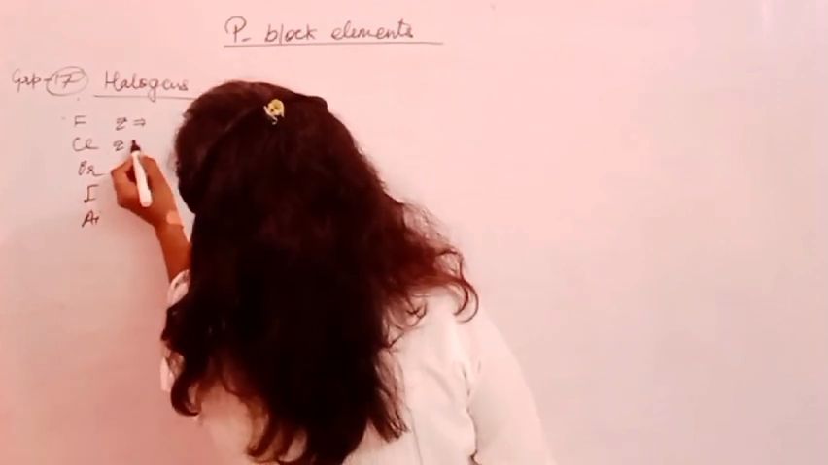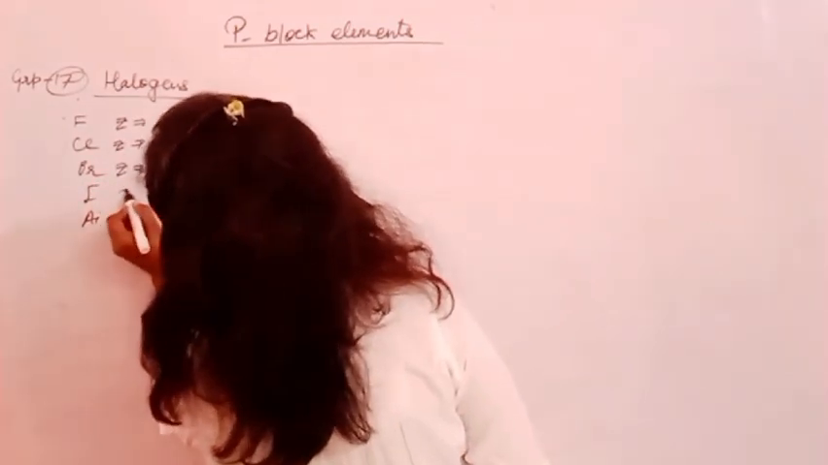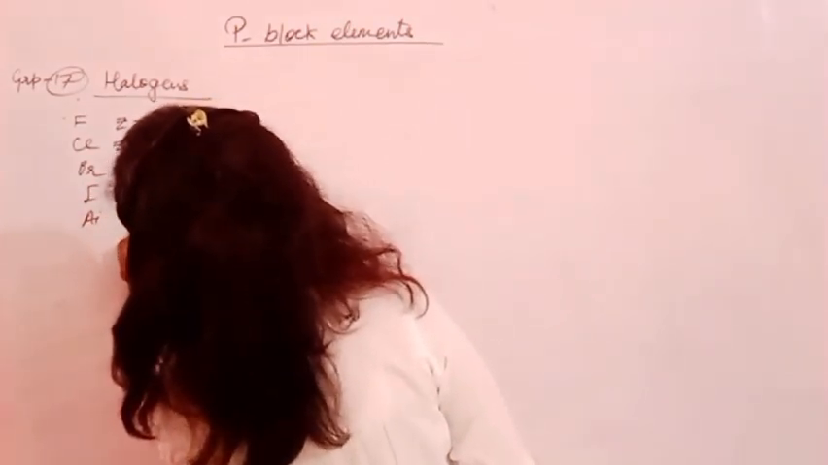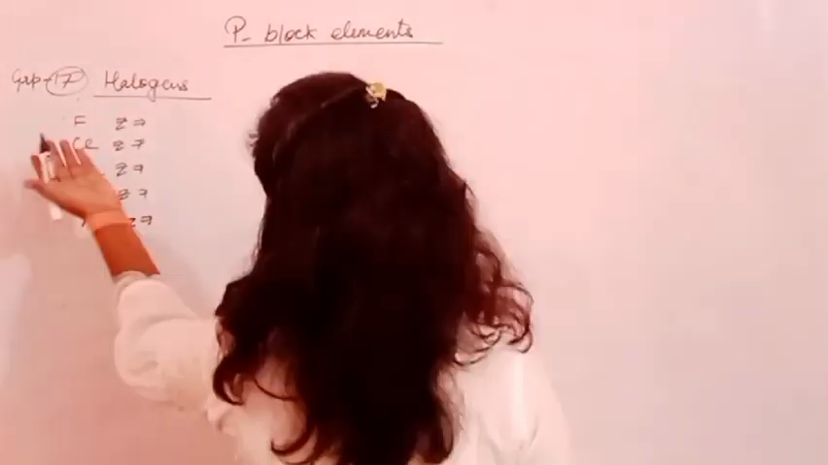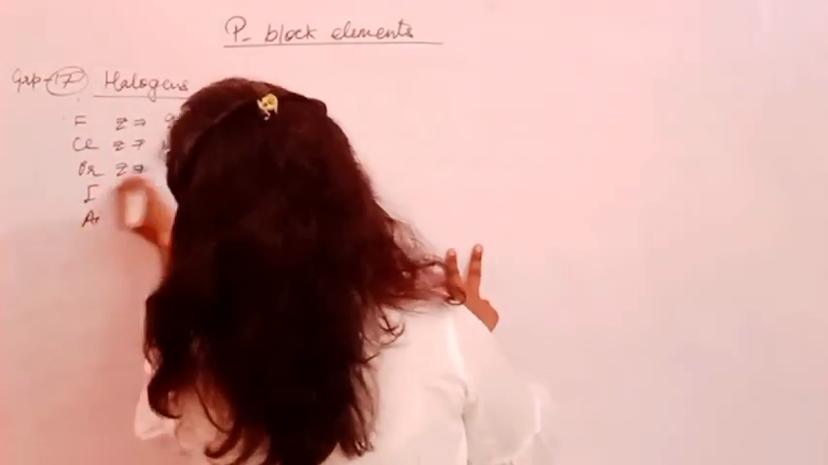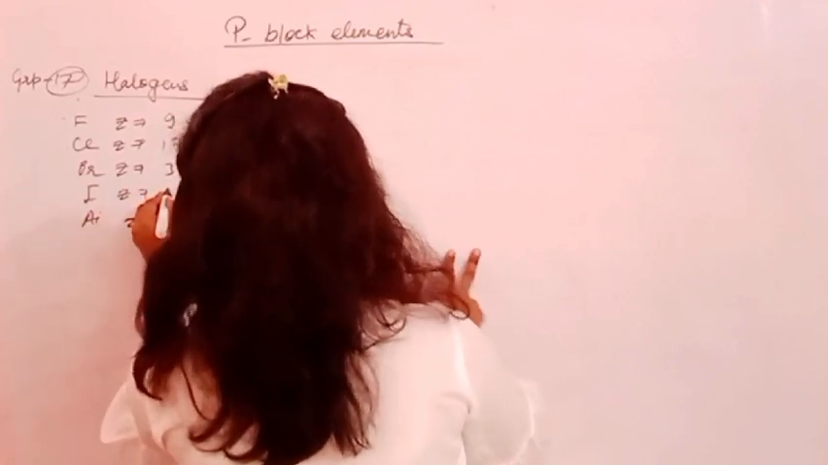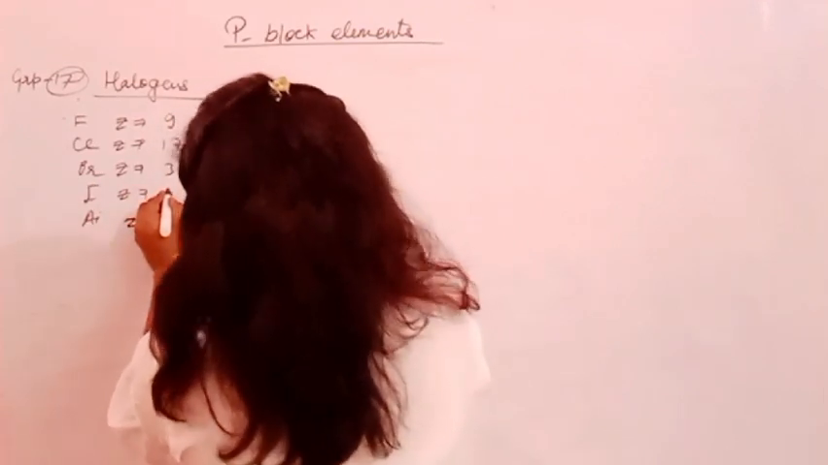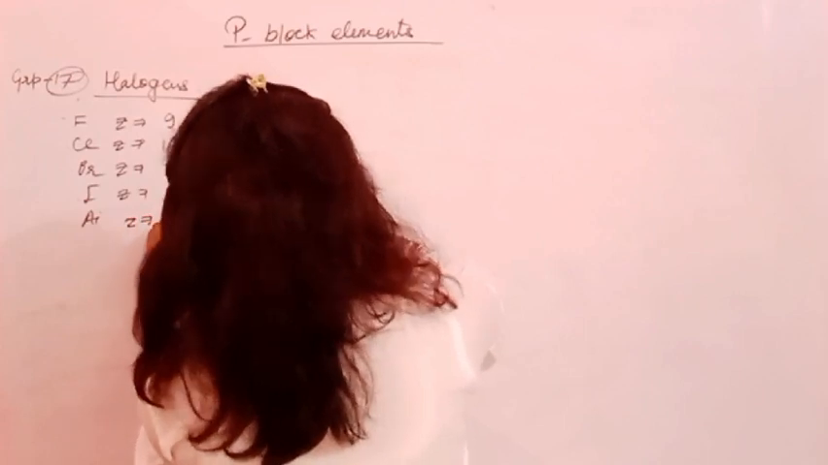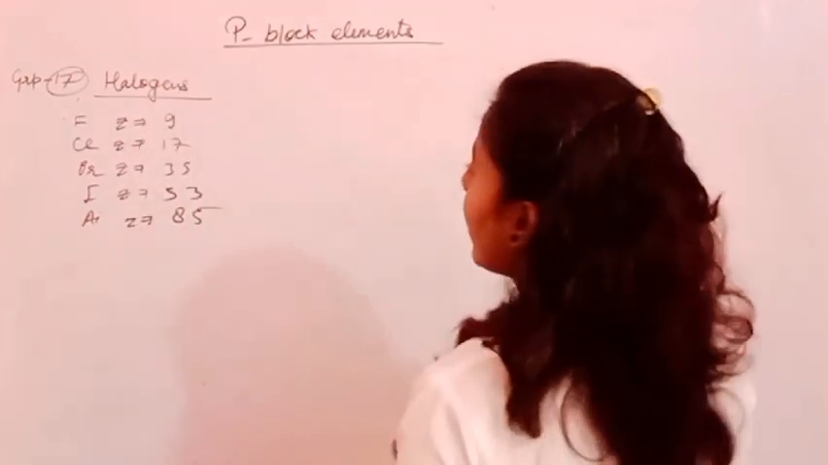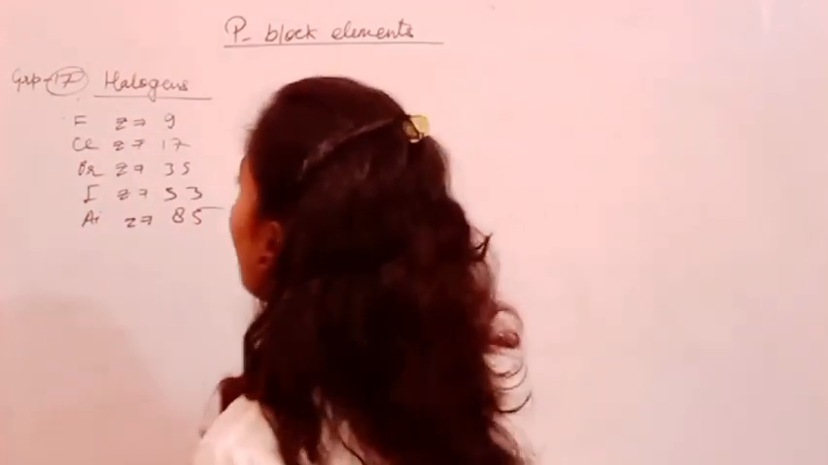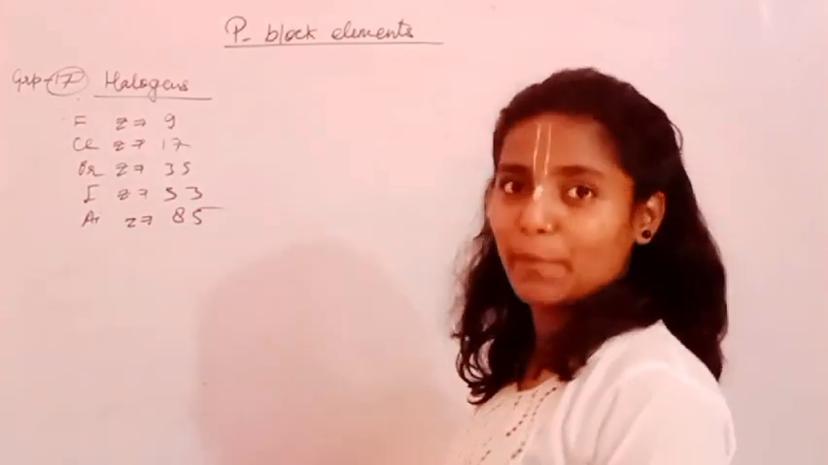So talking about Z equals, for the same: for fluorine you have 9, chlorine is 17, bromine 35, iodine is, adding 8, 18, and again 18, you will come across 53 and 85. Okay, so these are the halogen family atomic numbers.